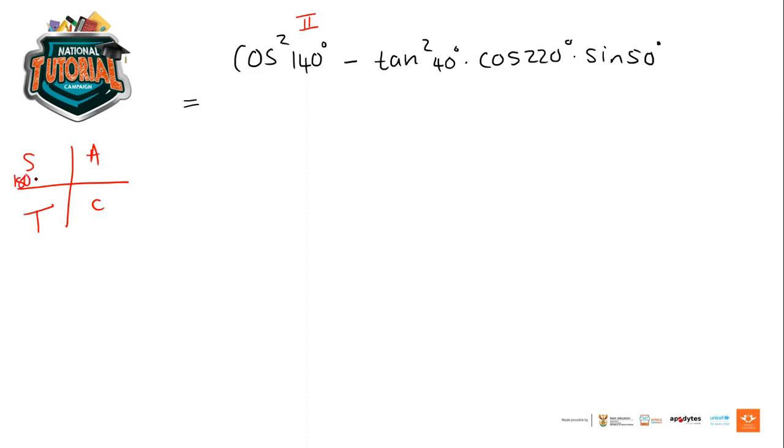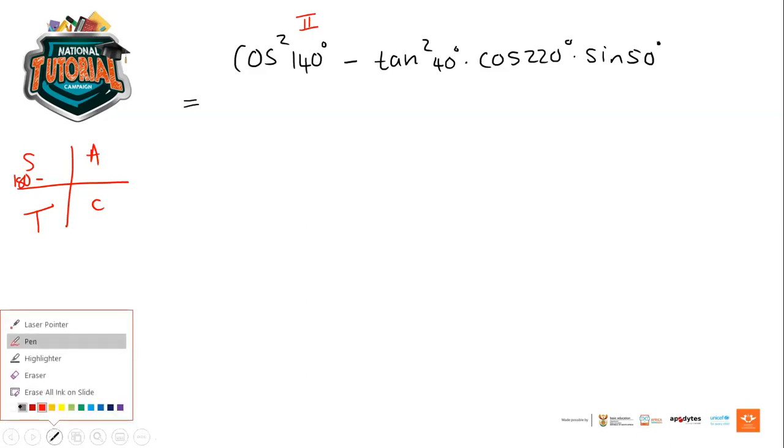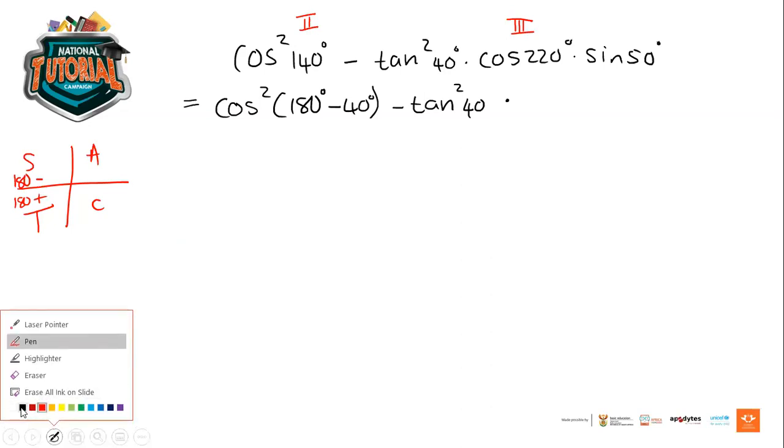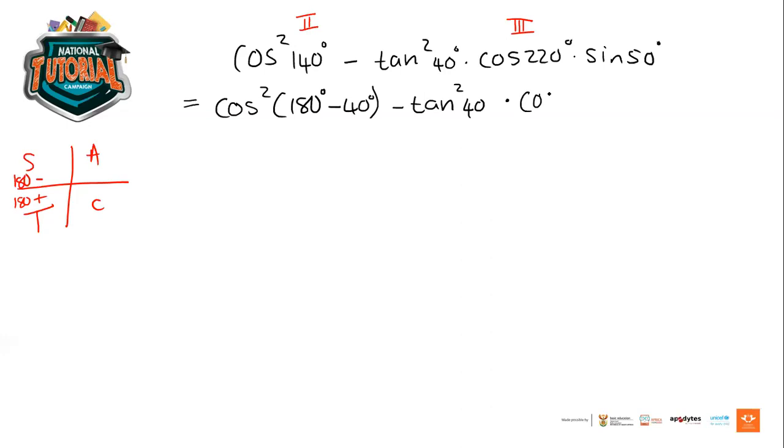180 minus is how we want to write things in quadrant 2. So this first step that I've got here, I'm going to rewrite this as 180 degrees minus 40, because 180 degrees minus 40 is the same as 140. All right, tan squared 40, it already is an acute angle, so I'm going to leave it like that. Cos of 220. 220 degrees is in quadrant 3. And quadrant 3 angles we want to write as 180 plus. So 220 degrees is 180 degrees plus 40.